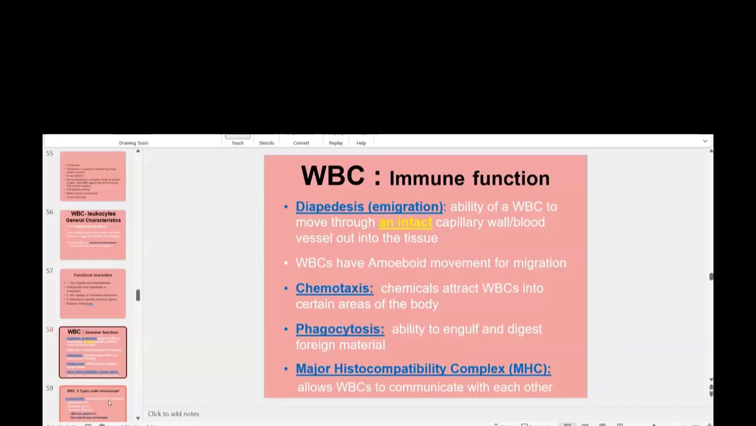The movement that I just drew and explained, they use that mechanism to move. Chemotaxis: the chemicals attract WBCs into certain areas of the body where they intend to go and act. Phagocytosis: the ability to engulf and digest foreign material. WBCs have a great role in phagocytosis. They will go and attack the pathogen and completely engulf it, completely swallow it, completely take it over, and then they have digestive enzymes that are going to disintegrate the pathogen and break it down.